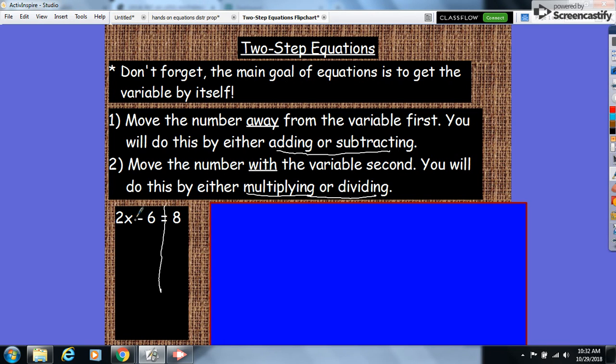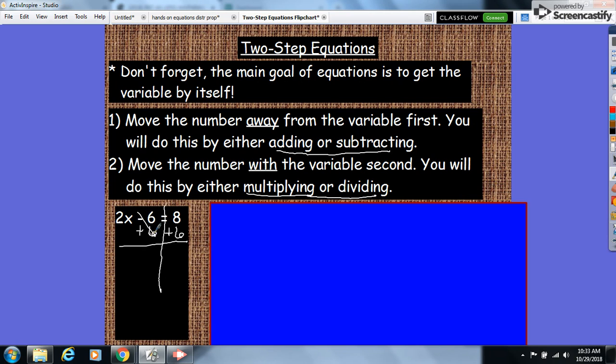Now, this equation again is showing us subtraction. We have to undo that subtraction, meaning we're going to do the opposite or inverse operation of subtraction. The way we undo subtraction is by adding. So I'm going to add 6 to get rid of this 6. Now, the rule with equations: whatever I do to one side, I have to do the same thing to the other. So on the other side of that equal sign, I'm going to add 6 again.